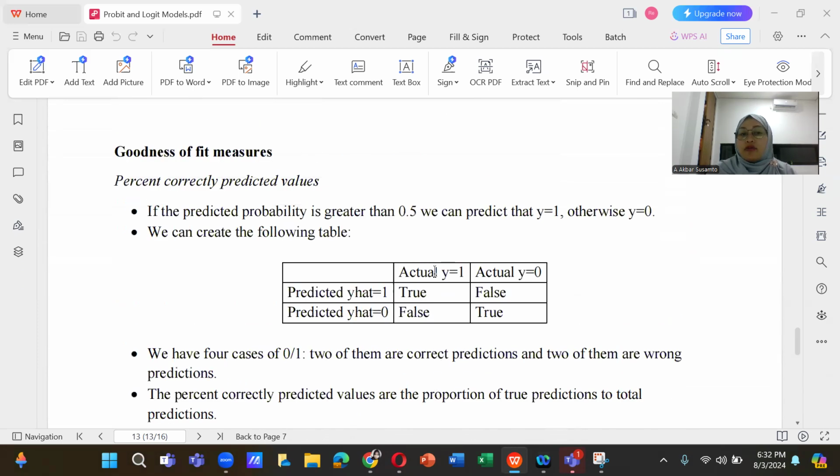And here's the goodness of fit measure or R squared. If the predicted probability is greater than 0.5, then we can predict that y equals 1. Otherwise, y equals 0.